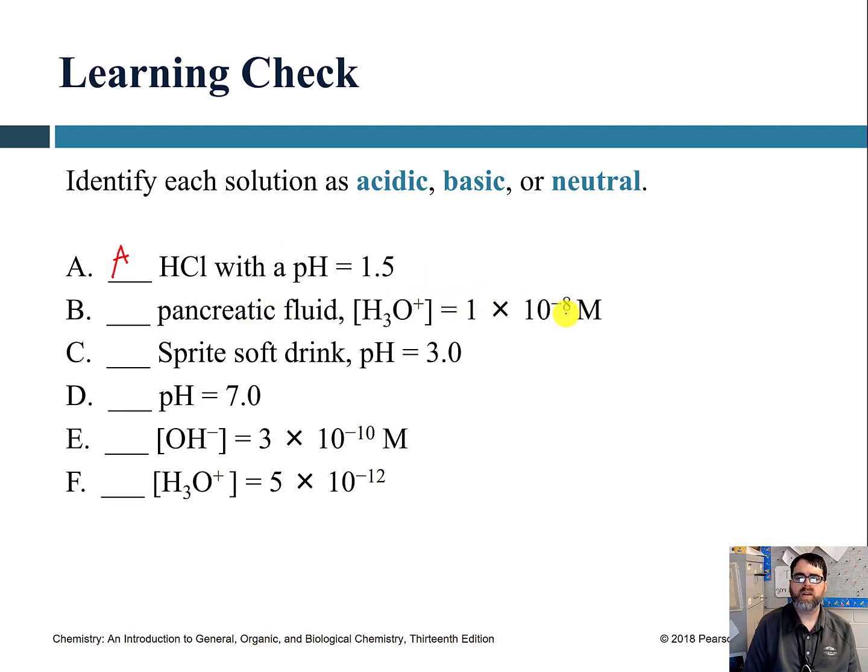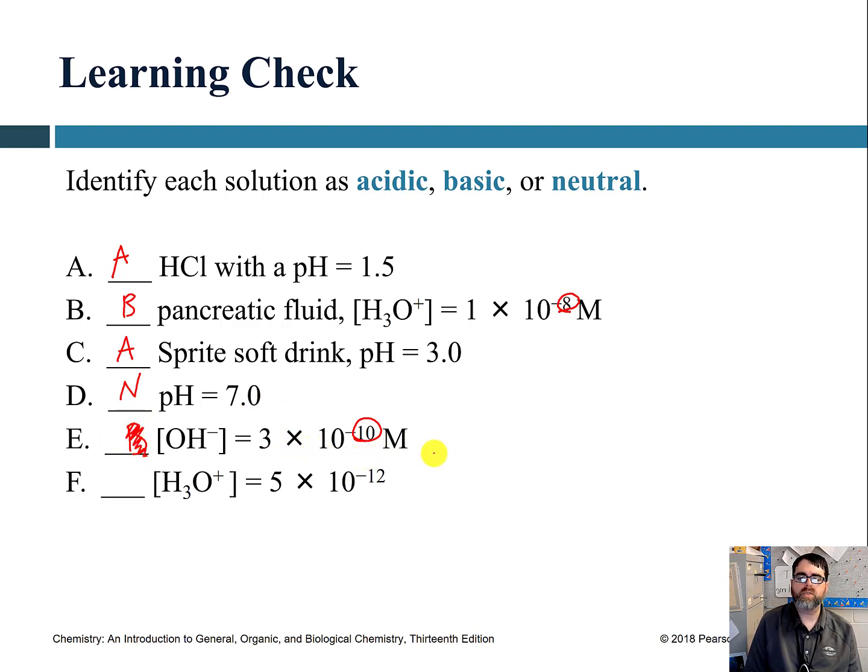Pancreatic fluid, 10 to the negative 8th. So this negative 8th here is going to be our pH, and so that's going to be a pH of 8, so that's going to be basic. It's awfully close to neutral. Sprite is going to be acidic. It's got a low pH. pH of 7 is neutral. Here, there is a number here before it, but usually the power of 10 is more than enough to figure it out. And so 10 to the negative 10 is going to be basic, and 10 to the negative 10 for the OH concentration.